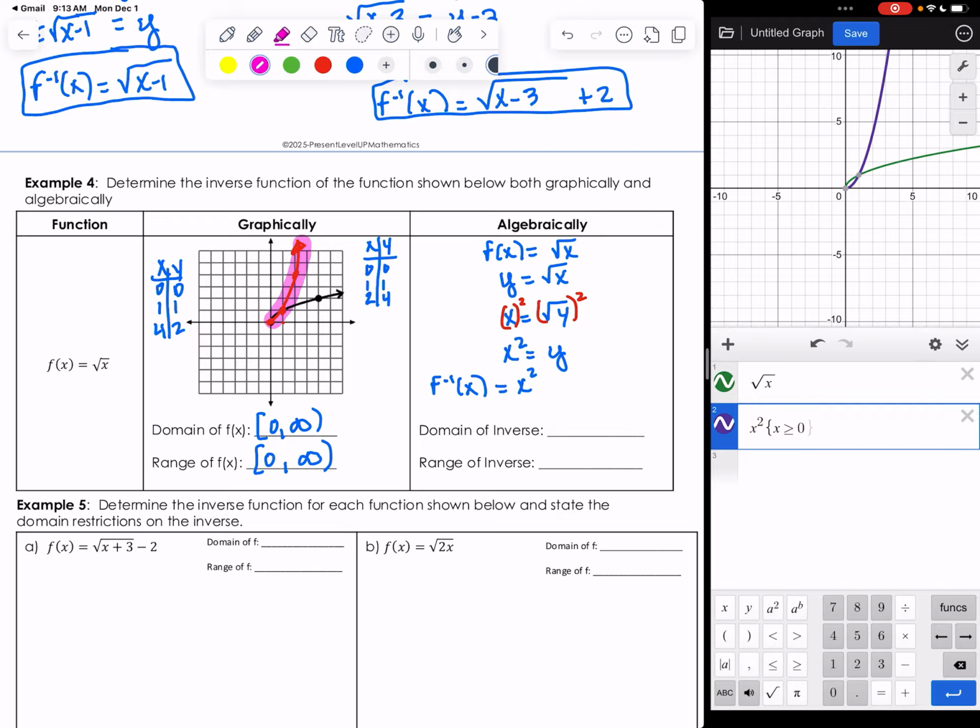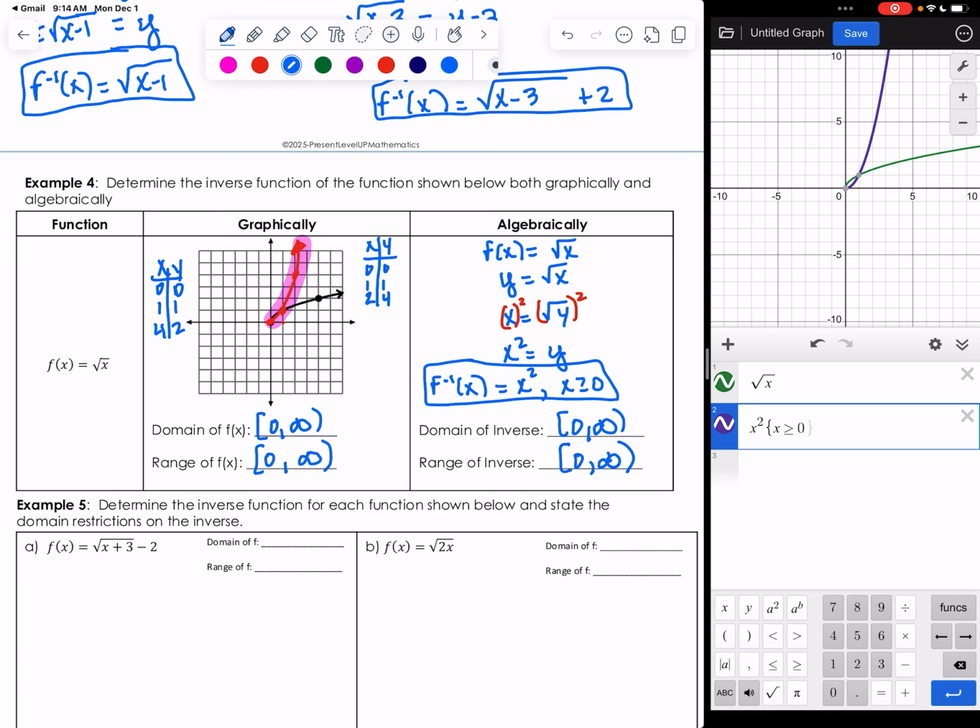So the way we denote that on our answer is we say the inverse function is f inverse of x is equal to x squared, but only for x's that are greater than or equal to 0. Okay, only for x's that are greater than or equal to 0. So the domain will be 0 to infinity. The range will also be 0 to infinity.